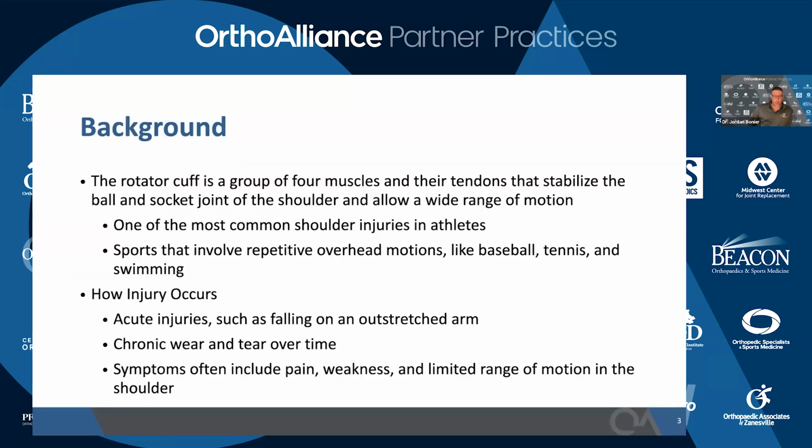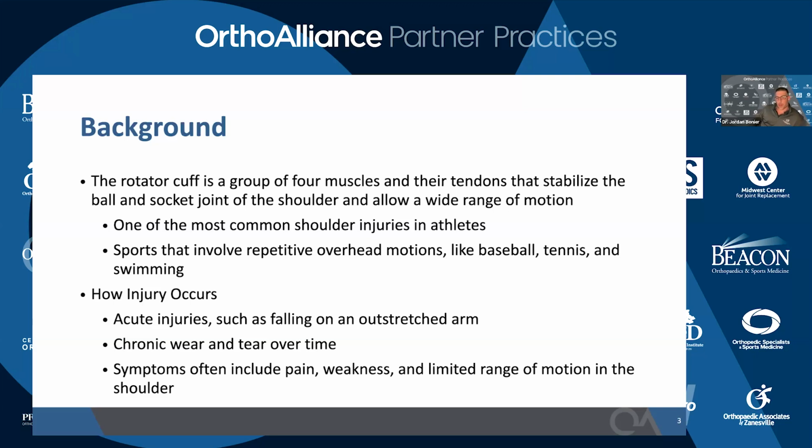So what is the rotator cuff? Rotator cuff is a group of four muscles and their tendons, and it stabilizes the ball and socket joint of the shoulder. So it allows for a very wide range of motion in the shoulder compared to other joints in our body. So this is one of the most common shoulder injuries in athletes, and typically it's going to involve sports that have repetitive overhead motions, typically baseball, with throwing athletes, tennis, swimming.